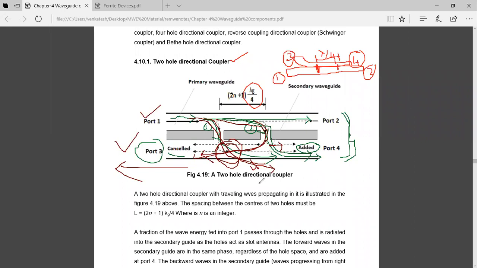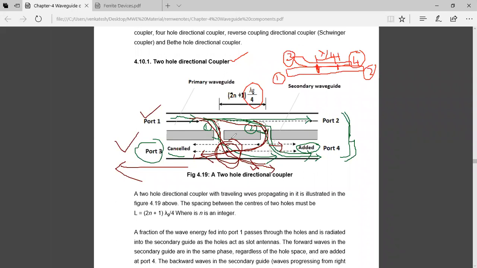So that's the explanation of this two-hole directional coupler. Always, one of the ports will be totally closed in normal experimental nature, but this is how the total working functionality of the two-hole directional coupler can be explained. Is that clear? That is how the two-hole directional coupler works. If you have any doubt, please raise it so that I'll clear it.